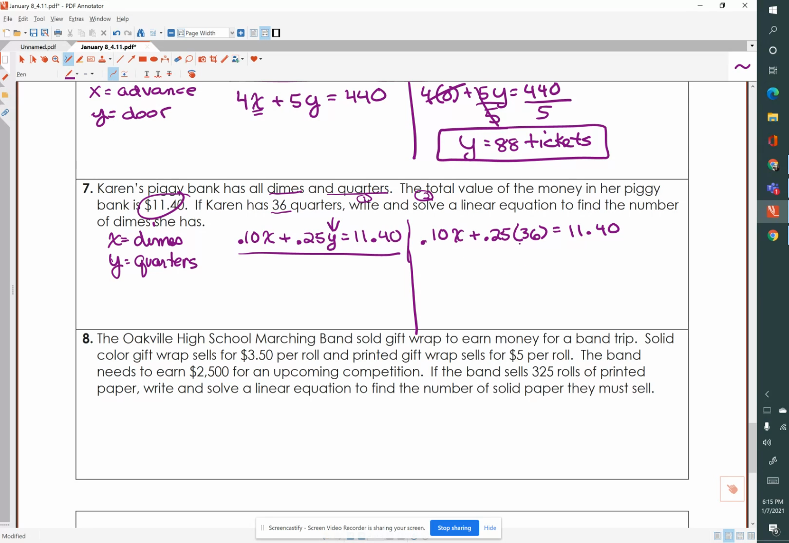0.25 times 36 is 9, so that would be 0.10x plus 9 equals $11.40. We'll subtract 9 from both sides.